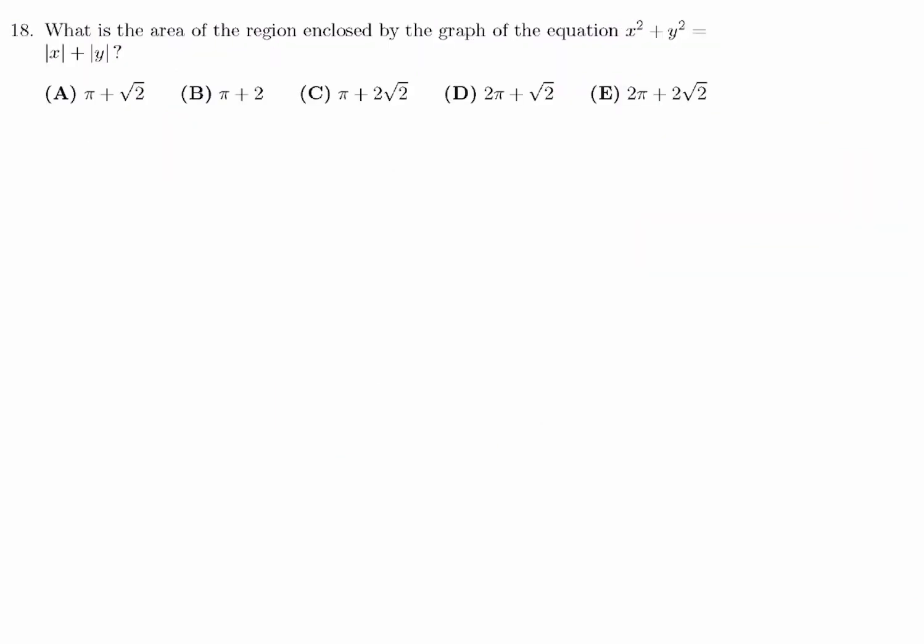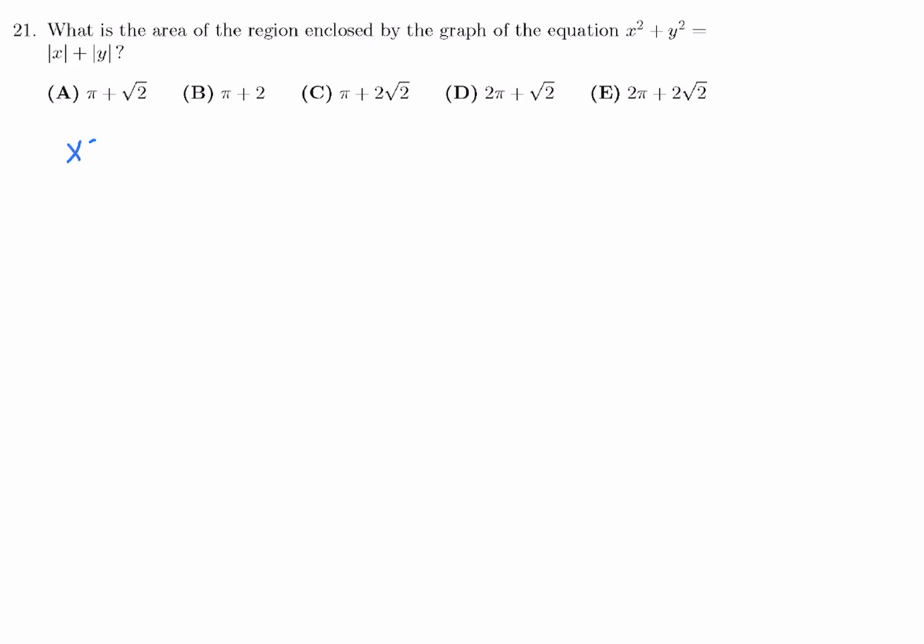What is the area of the region enclosed by the graph of the equation x squared plus y squared is equal to the absolute value of x plus the absolute value of y? Well, we have to first graph this, and then once we do, we will be able to figure out the area. So in order to graph this, I'm just going to concentrate on one quadrant.